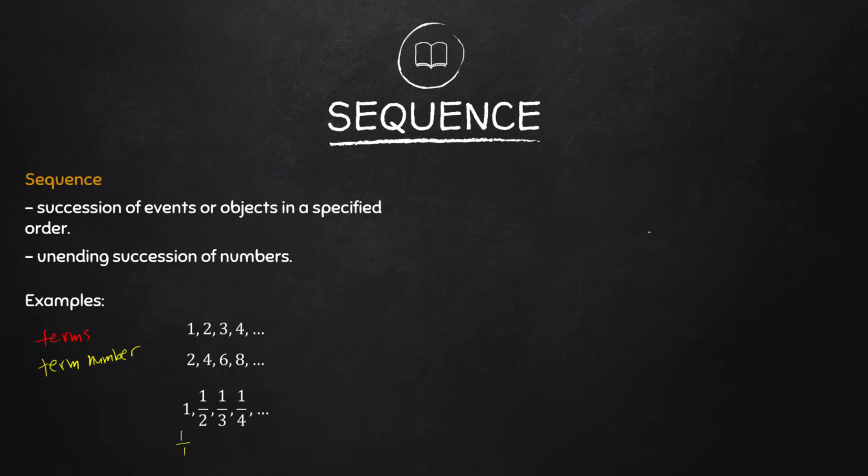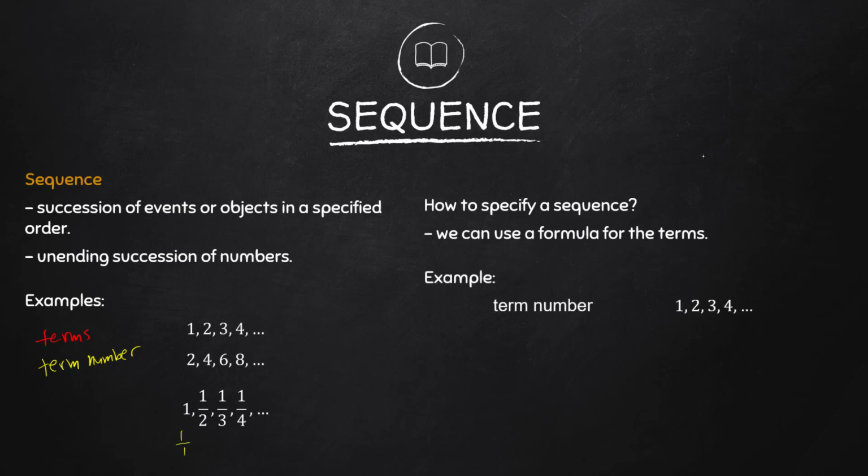So continuing, I've told you, when we are talking about sequences, naturally there will be a pattern. So how do we specify a sequence? We use a formula for the terms. So let's take our second example here, yung 2, 4, 6, 8. We are increasing it by 2.